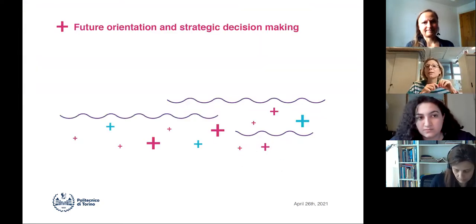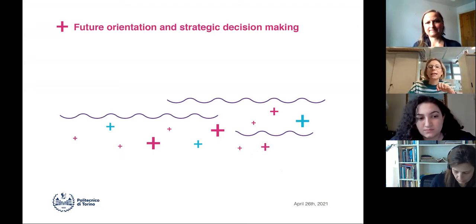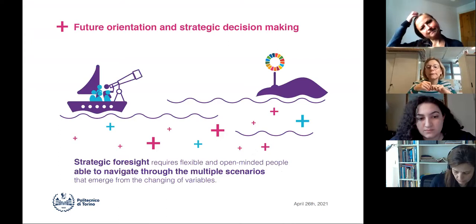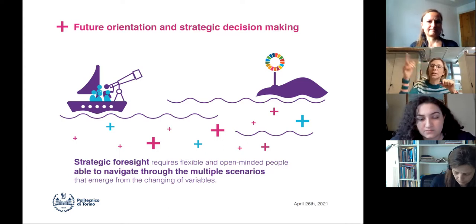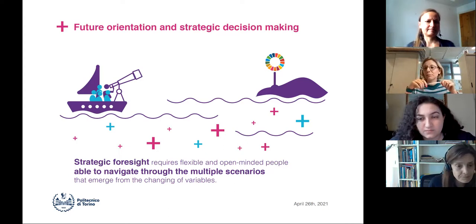So what is the role of the designer in that sense? We want to define a path to have effective decision-making that can be strategic for future orientation, and also looking at the global sustainable goals that the UN defined and everyone is trying to follow and reach somehow.